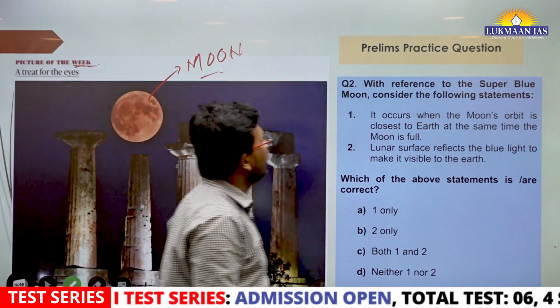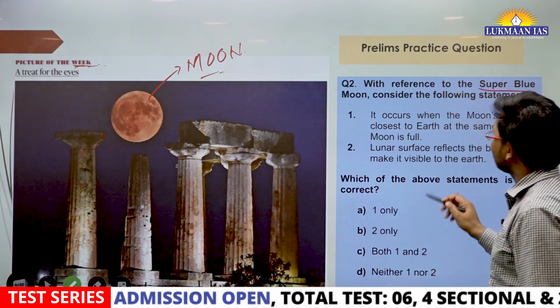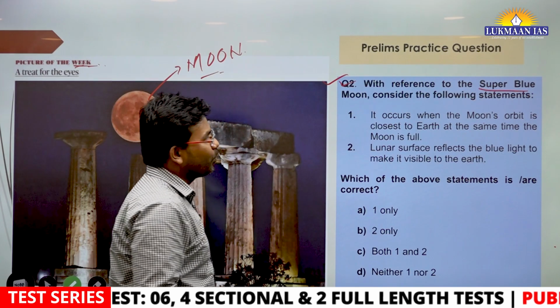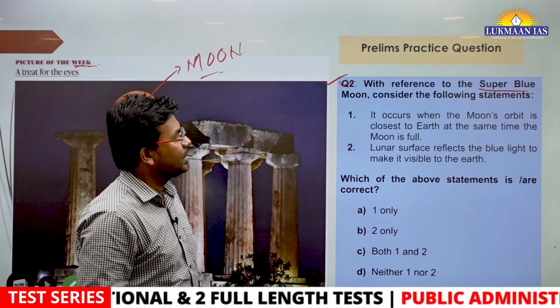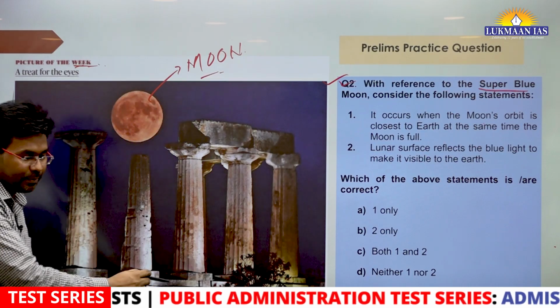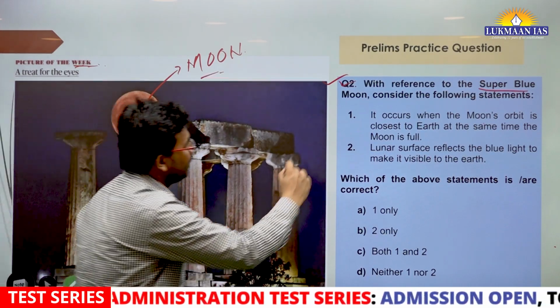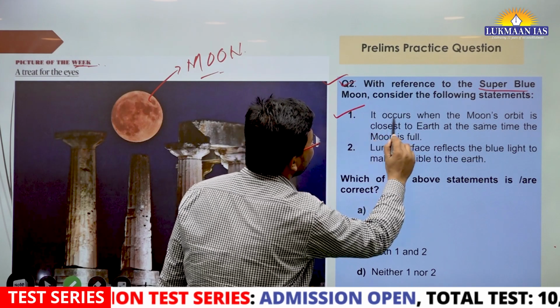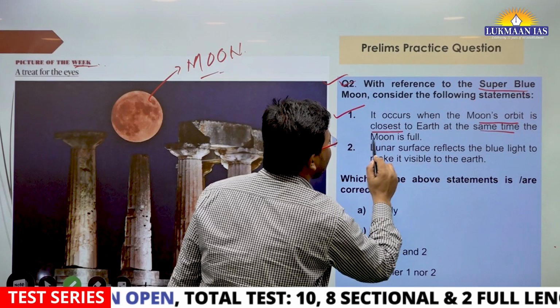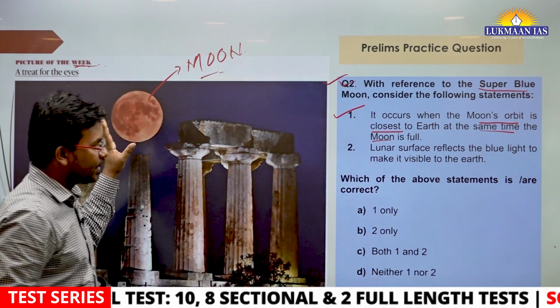It says, with reference to the super blue moon, consider the following statements. One of the statements says, it occurs when the moon's orbit is closest to the earth and at the same time the moon is full. Okay, so this information has been taken from the image itself. This statement is right. So the super blue moon occurs when the moon's orbit is closest to the earth and at the same time the moon is full. Okay, so the full moon we have seen.